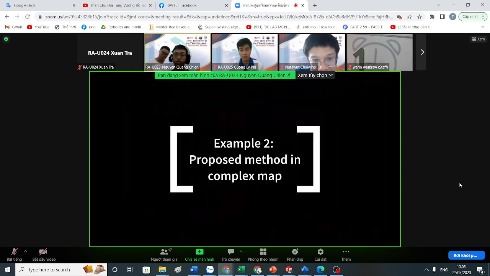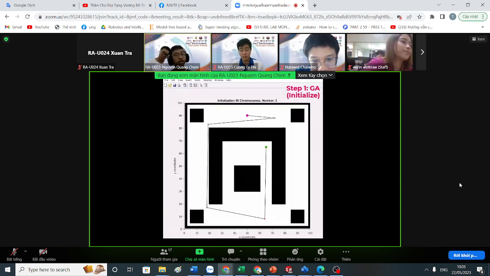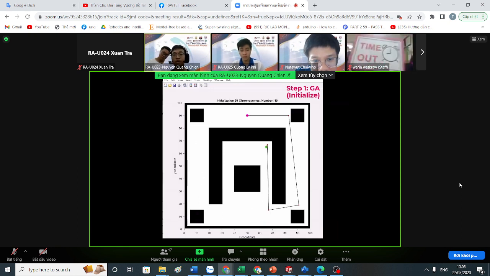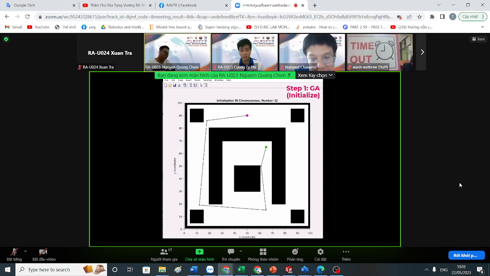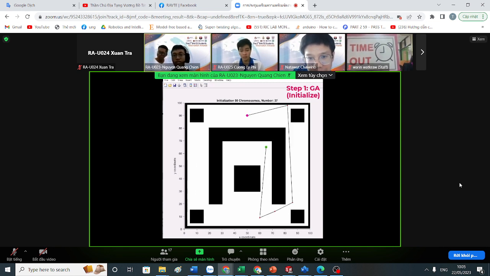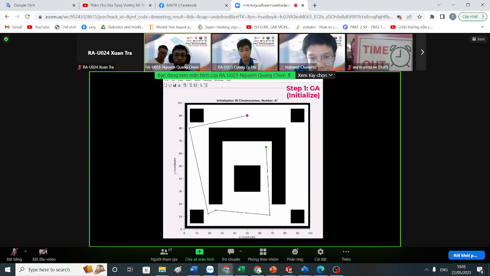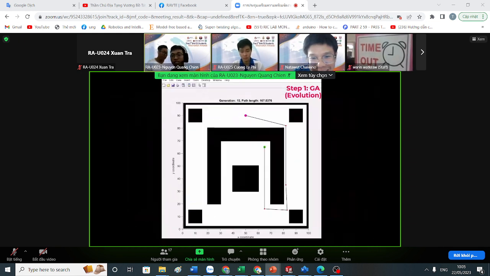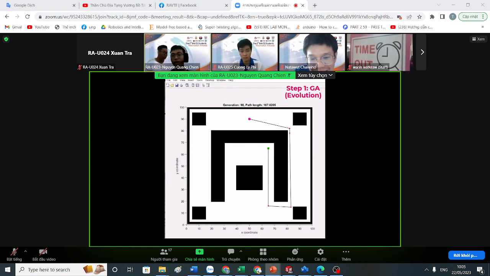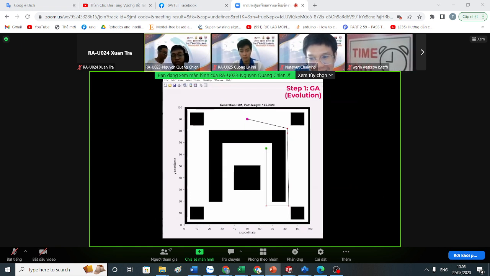And here is an example of the robot method in the complicated map. In the complicated map, you can see more obstacles, and it is hard to find the path from the start node to the goal node here. We also initialize 50 chromosomes. Next is the evolution. The evolution will make the path shorter, and the last is the shortest.